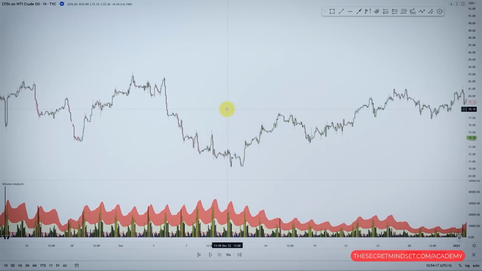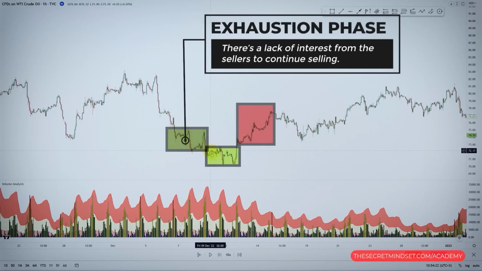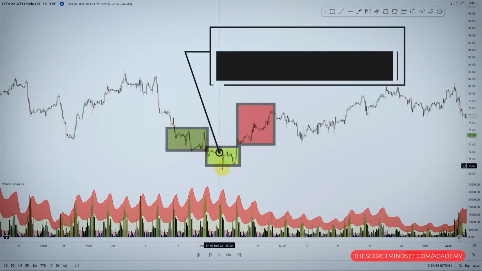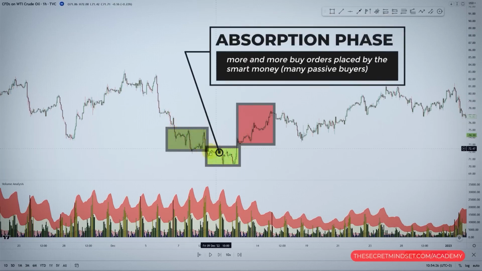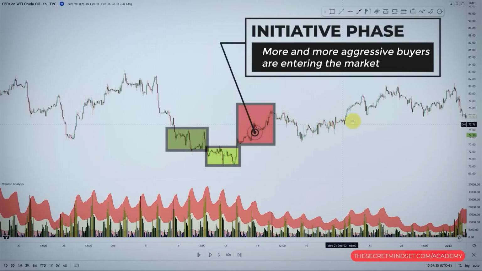During a downtrend, in the exhaustion phase, there's a lack of interest from the sellers to continue selling. During the absorption phase, you'll see more and more buy orders placed by the smart money. And during this phase, there are many passive buyers. The initiative phase is characterized by aggressive buying. More and more aggressive buyers are entering the market, and these interactions between aggressive and passive buyers and sellers create supply and demand zones on a chart.